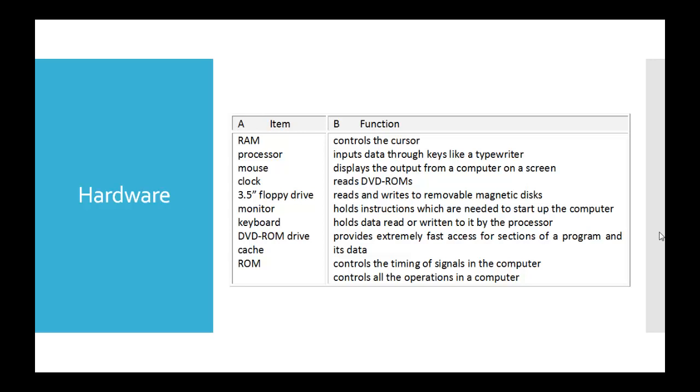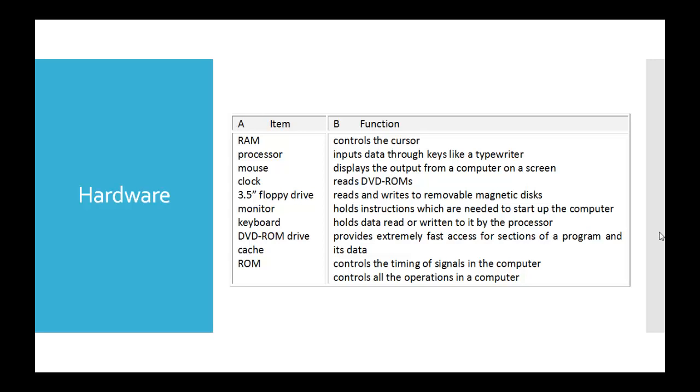The next item, processor. We would say the processor controls all the operations in a computer, or the processor is used to control all the operations in a computer. We can also say the processor is used for controlling all the operations in a computer, or the function of the processor is to control all the operations in a computer.